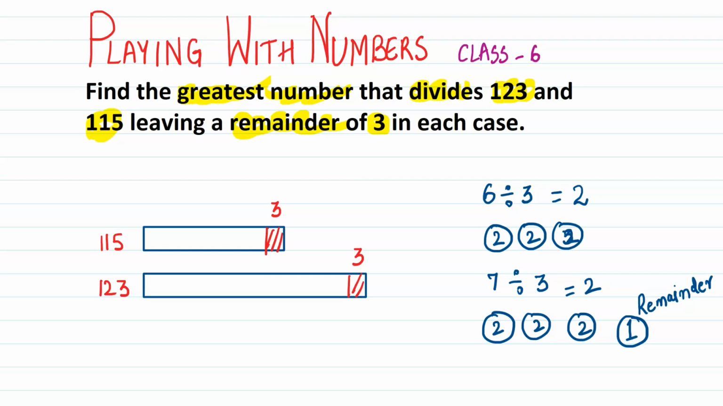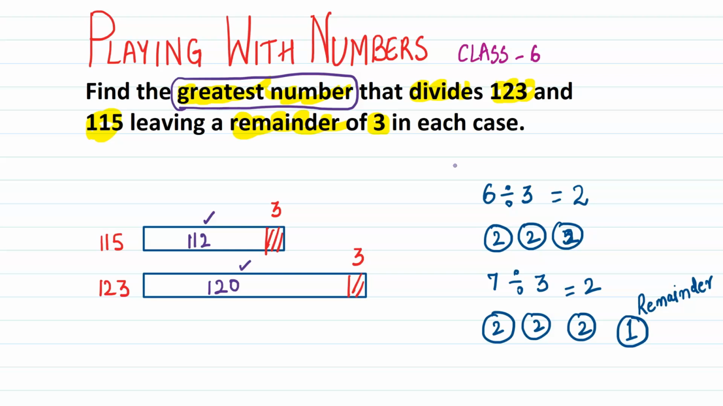This is the extra part which cannot be divided. So what is left after we take out 3 from the numbers? We are left with 112 and 120. Now 3 is the extra leftover part, so the numbers 112 and 120 can be divided by some number. We have to find the number by which 112 and 120 can be exactly divided, because now I have taken out the extra part, which is the remainder. And they say that number should be the greatest number. So I have to find the greatest number that divides 112 and 120.